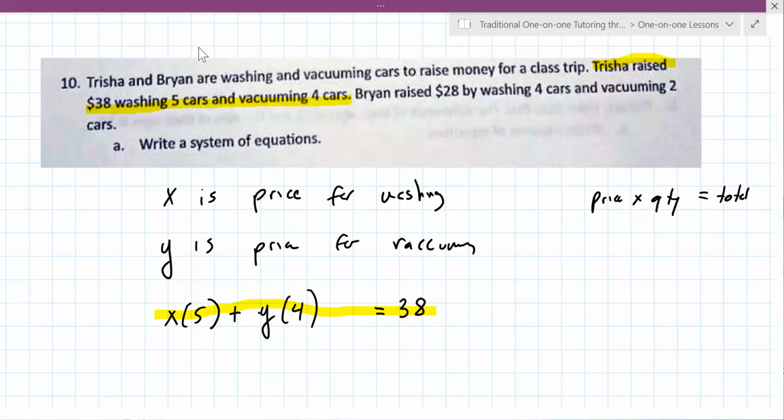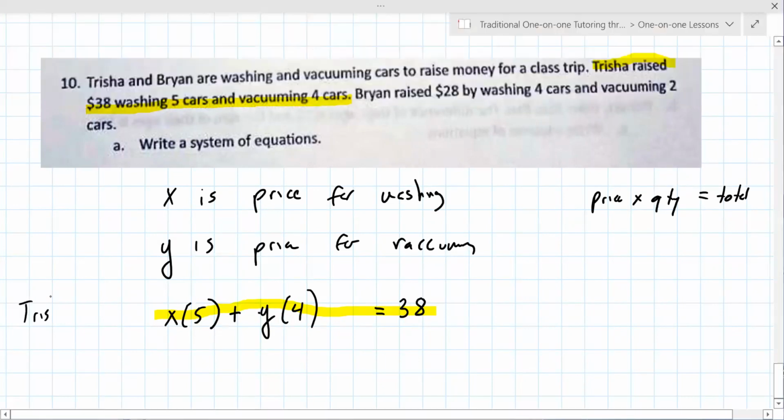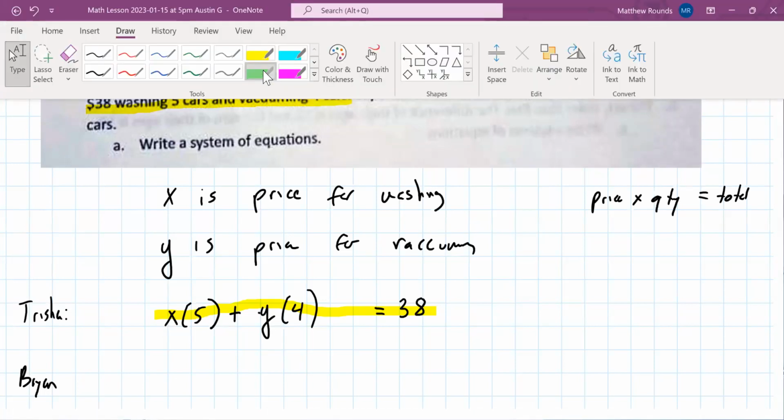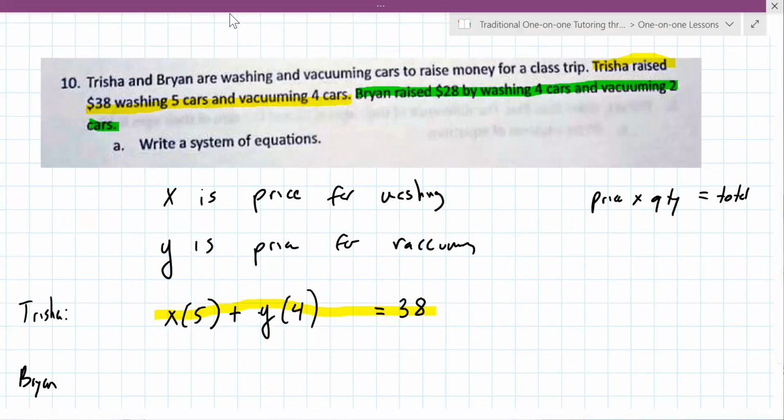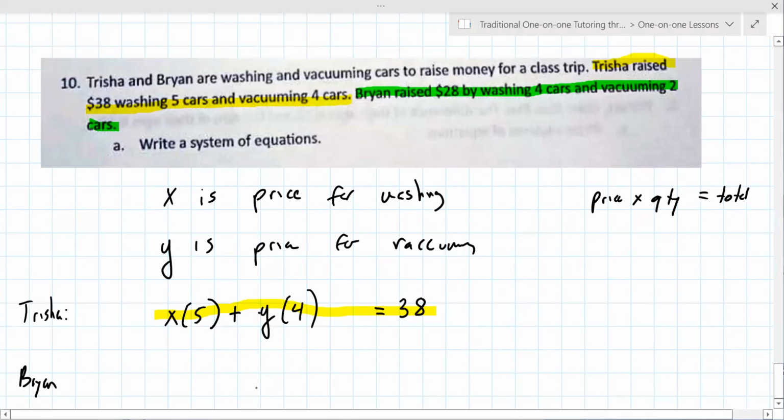Okay, so you can even think of this as the Trisha equation. All right. Now I want you to do the Brian equation, and I'll highlight that. It's exactly the same, but with different numbers. It's got a total, and it's got a price and a quantity for both washing and vacuuming. Tell me what to write. Tell me what goes next here. I would do X times 4 plus Y times 2 equals 28. Good.